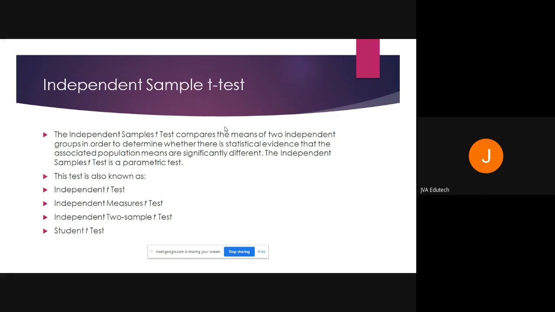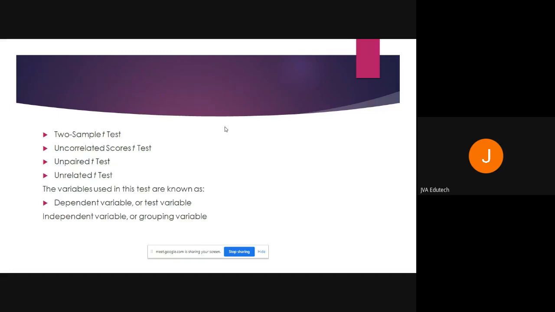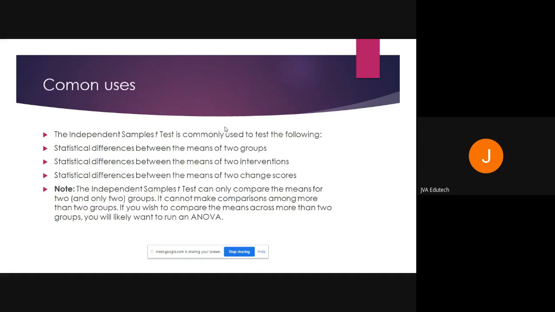Okay, so this independent sample t-test compares the mean of two independent groups in order to determine whether there is statistical evidence that the associated population means are significantly different or not. Means whatever sample means you are getting, whether they are different or not. So this is known as independent t-test or independent measure t-test, independent two sample t-test, student t-test, like that.